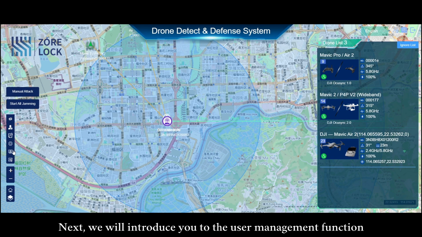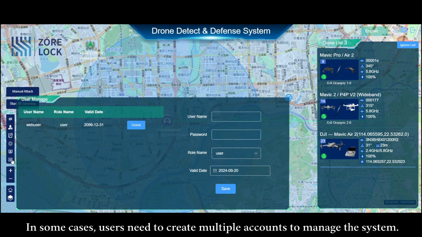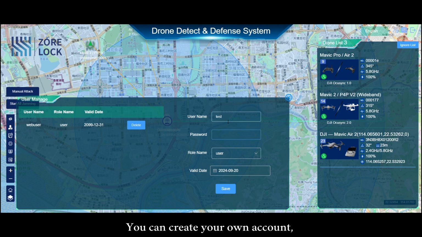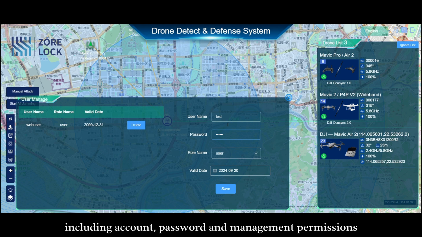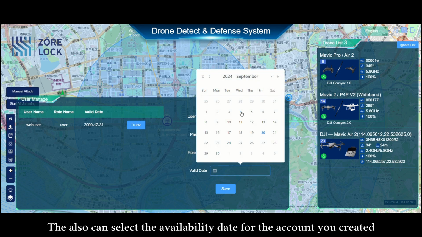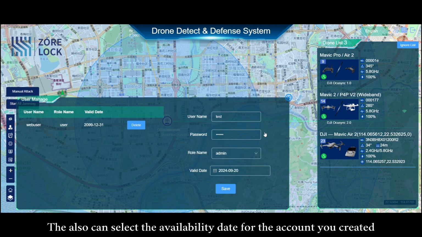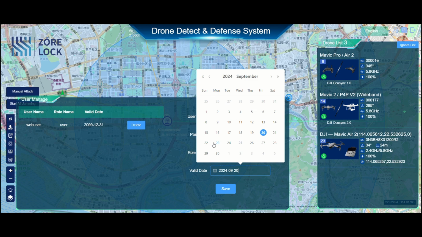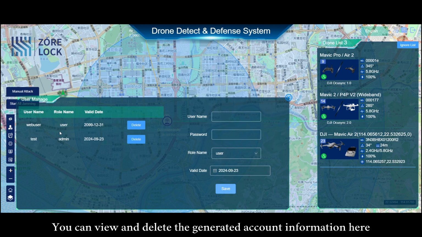Next, we will introduce you to the user management function. In some cases, users need to create multiple accounts to manage the system. You can create your own account, including account, password, and management permissions. You can also select the availability date for the account you created. You can view and delete the generated account information here.